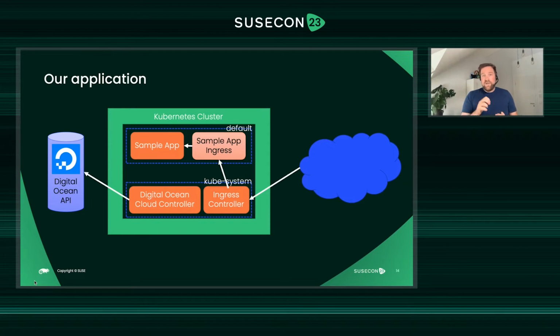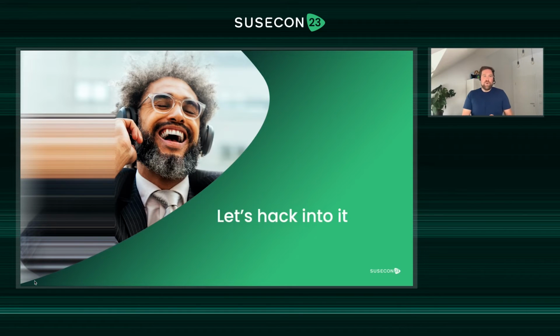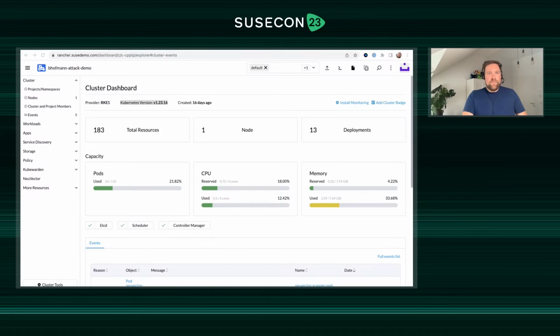But there is a DigitalOcean cloud provider controller running in the kube-system namespace that is allowed to access the DigitalOcean API in order to provision persistent volumes and load balancers at the cloud provider. But these are all disconnected systems from each other. So let's see what we can do to hack into it. First, let's have a look at the application.